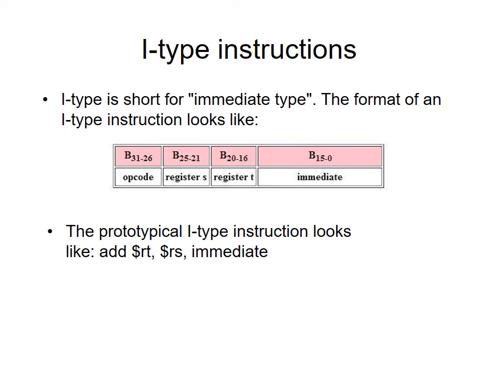The prototypical I-type instruction looks like add, register RT, register RS, and then immediate. Here immediate is an immediate value like 5, 10, 15, and RS is a source register that holds an operand value. So here the operation is add, and RT works as the destination register. The immediate value and the first source are added, and then the value will be stored at RT.